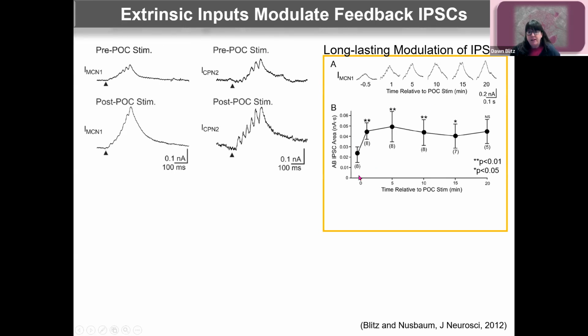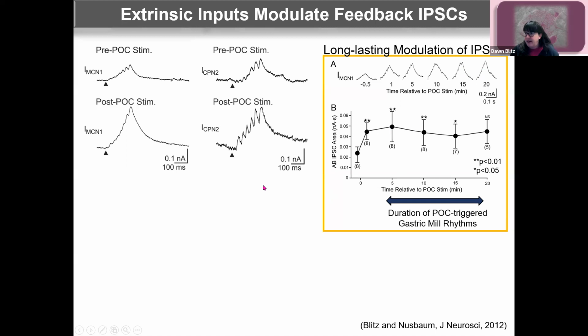This is a plot of the area, so just integrating the area of this cumulative current, the summating currents, and going from the time after the POC stimulation, you can see that the amplitude increases and stays increased, for at least 15 minutes, which is important because that's the duration of the POC-triggered gastric mill rhythms.